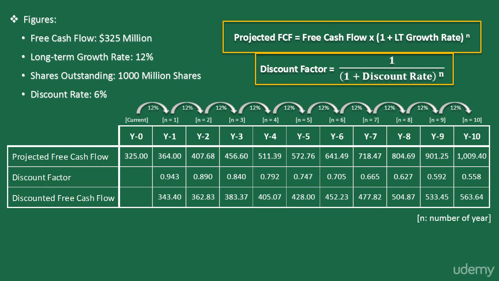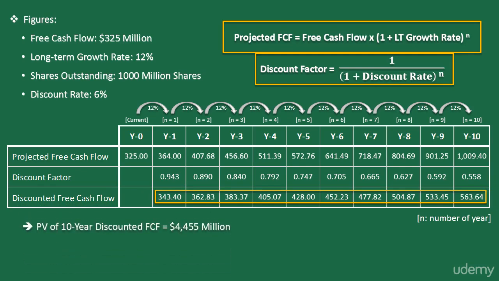Okay, our next step is to calculate the present value of the 10-year discounted free cash flow. We simply sum all the discounted free cash flows together, so we'll have the present value of $4,455. This is the anticipated present value of the business after 10 years, based on the assumption that the business will keep growing by 12% every year.